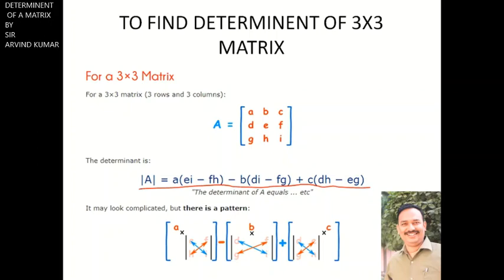So the determinant will be a into, we take a, that is the first element of the first column, into cross multiplication of e with i minus f with h, just like the 2 by 2 expansion of those, minus b into d i, just hide e h now, and take d into i minus f into g, and plus take the third one, c, and cross multiplication of d with h minus e with g. So this way you can find the determinant. You can easily learn this by this pattern.